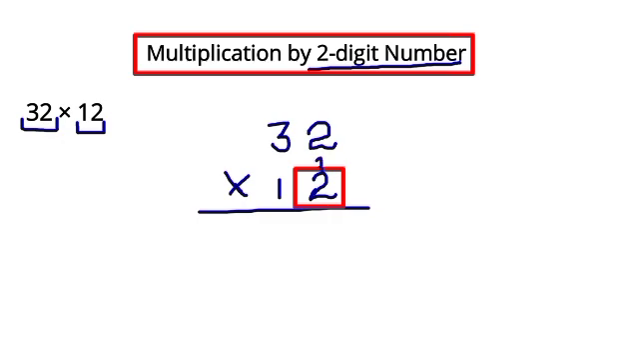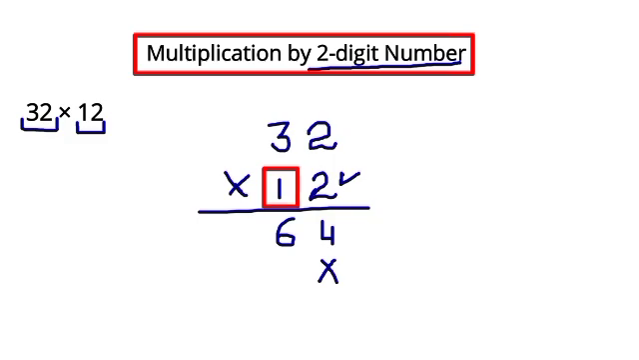So multiply it. Multiply this 2 by this 2. 2 2s are 4. Multiply this 2 by this 3. 2 3s are 6. As you have multiplied by 2, the digit at ones place, so now you will put a cross at ones place, right?